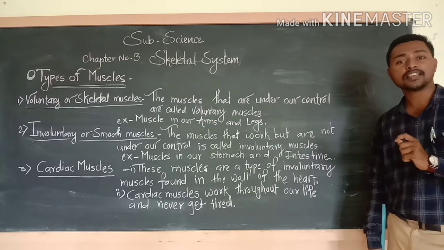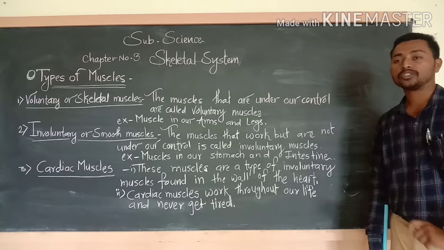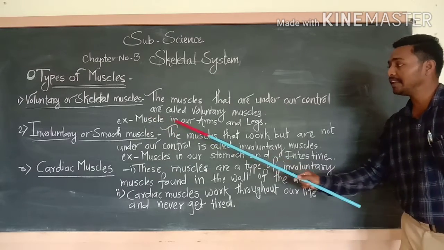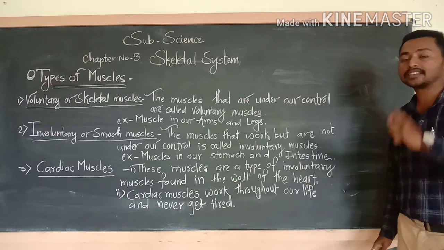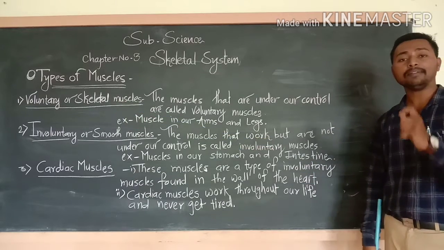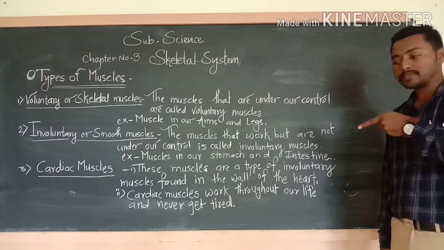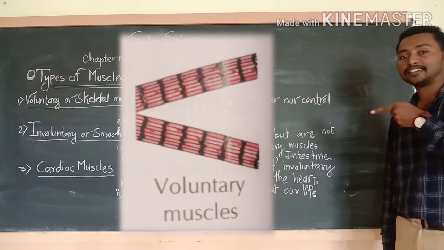कुछ ऐसे muscles हैं जिनके ऊपर हमारा control यानी नियंत्रण होता है. Examples, muscles in our arms, हमारे हाथों में पाए जाने वाले muscles and legs. हाथों और पांव में पाए जाने muscles को हम voluntary muscles कहते हैं. Observe these diagrams of voluntary muscles.